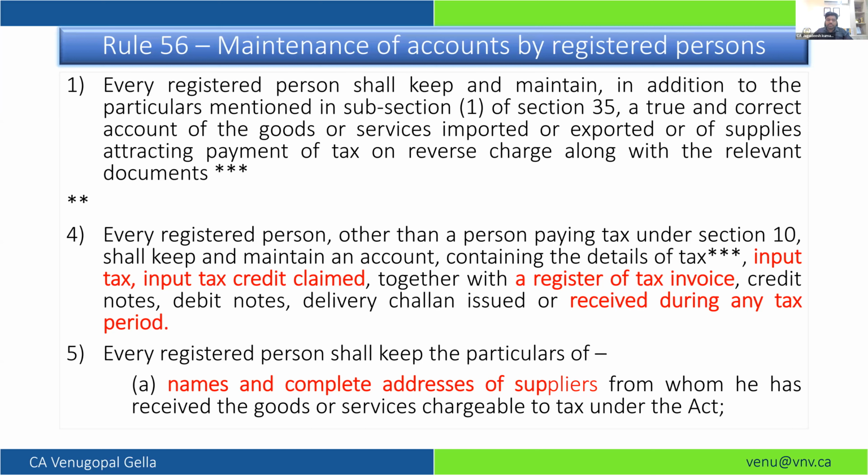And sub-rule 5 is asking to maintain the complete register with the names and complete addresses of the suppliers from whom he has received goods or services chargeable to tax. So with the help of this, you can identify whether the supplier is a registered, unregistered, or composition dealer. You can use this register to fill clause 44 of the 3CD. Okay.